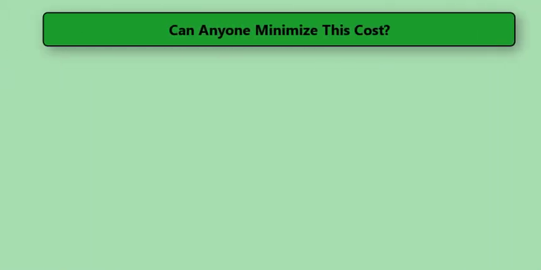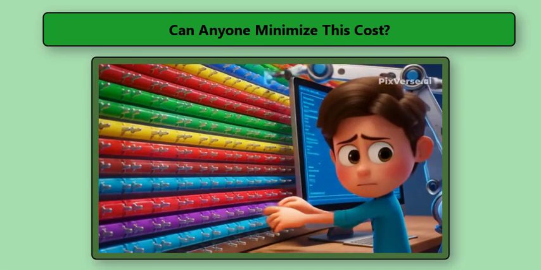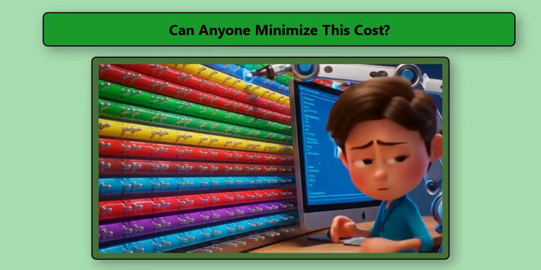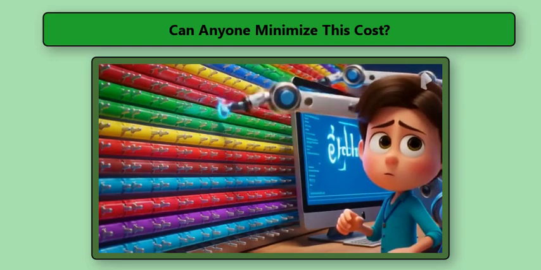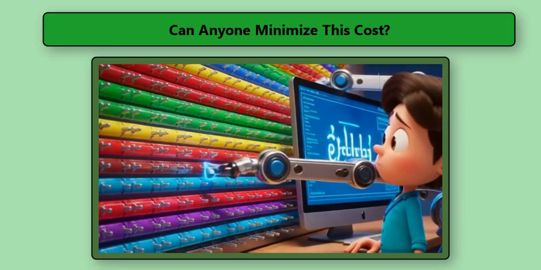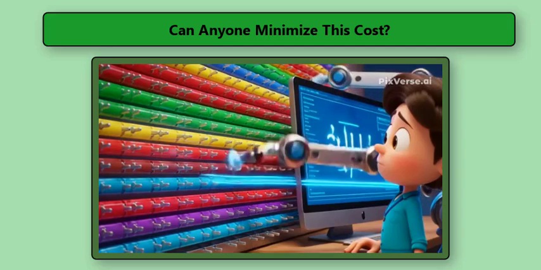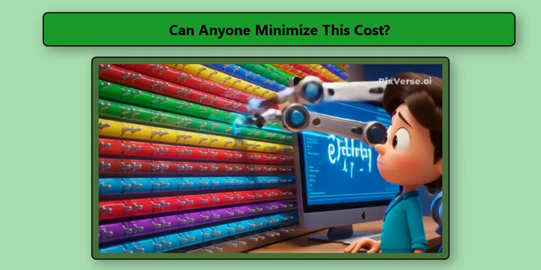Now, one question here: can anyone minimize the cost? With billions of parameters, could a human ever tune these things by hand? No way. That's why we rely on computers to automatically adjust these things step by step using powerful algorithms.